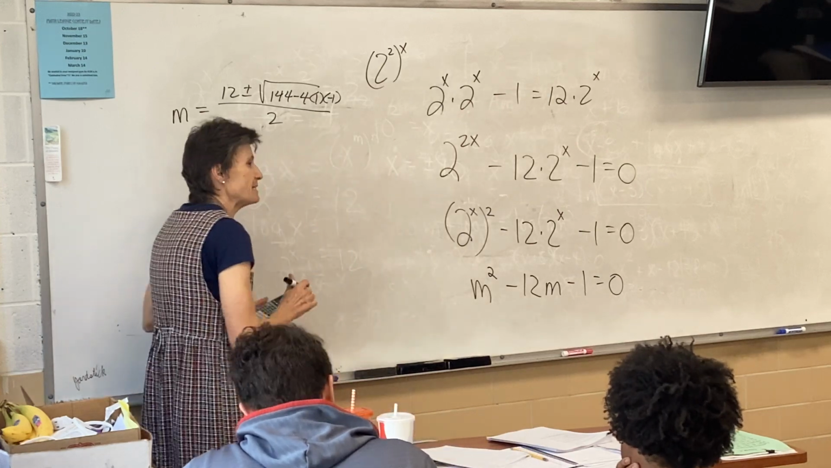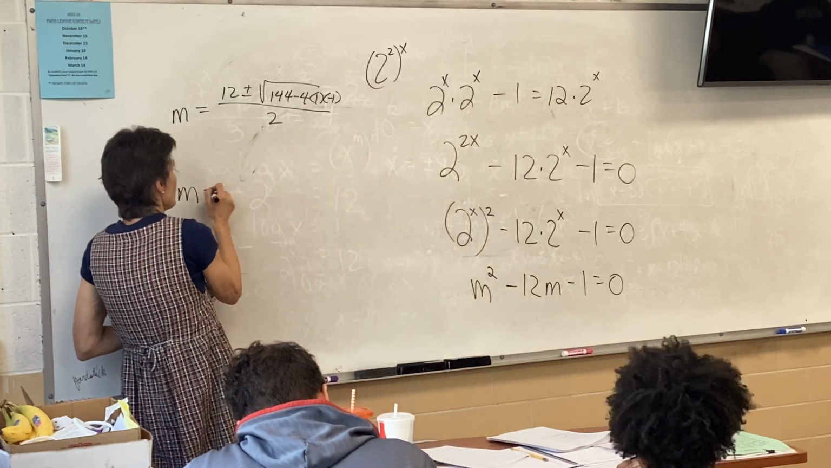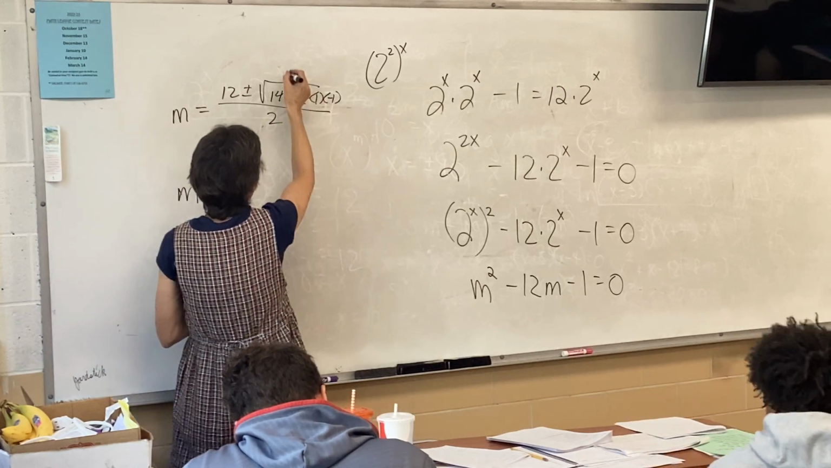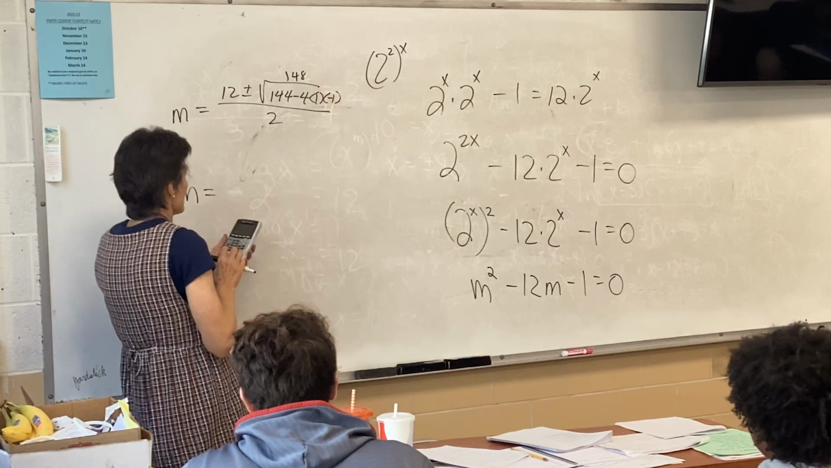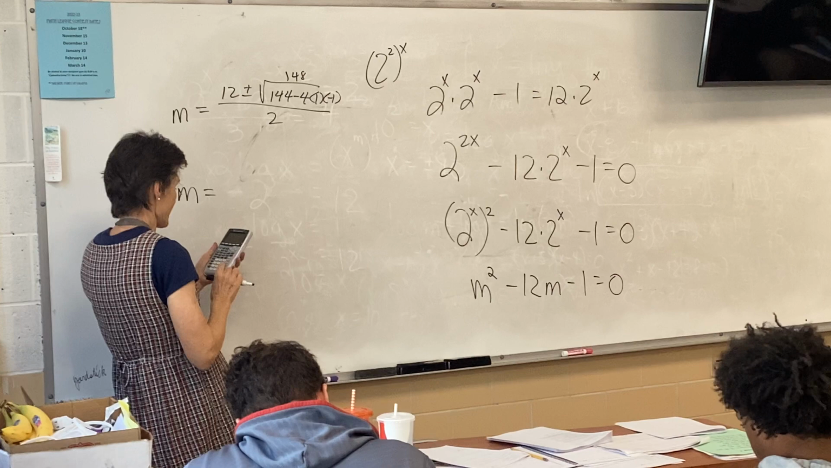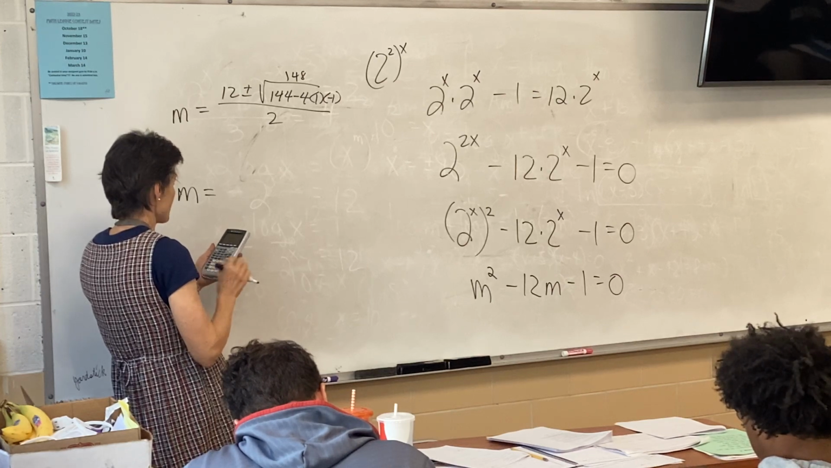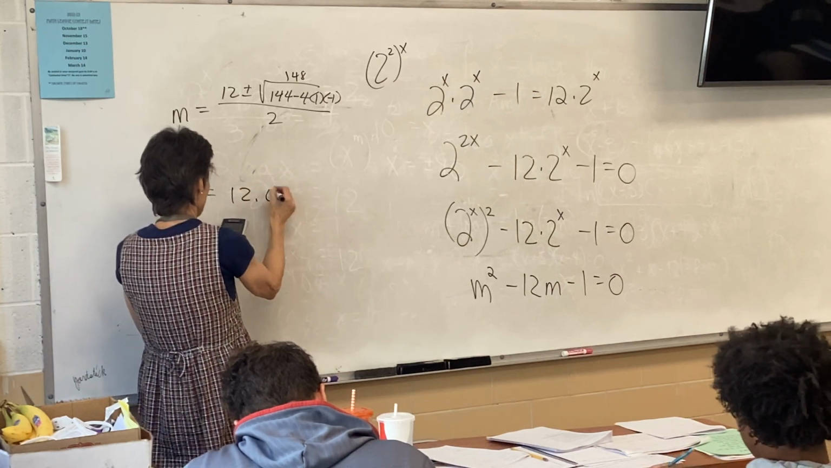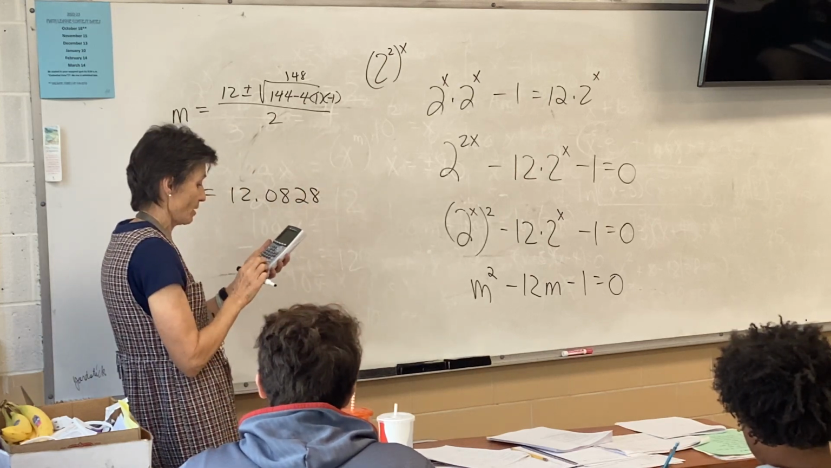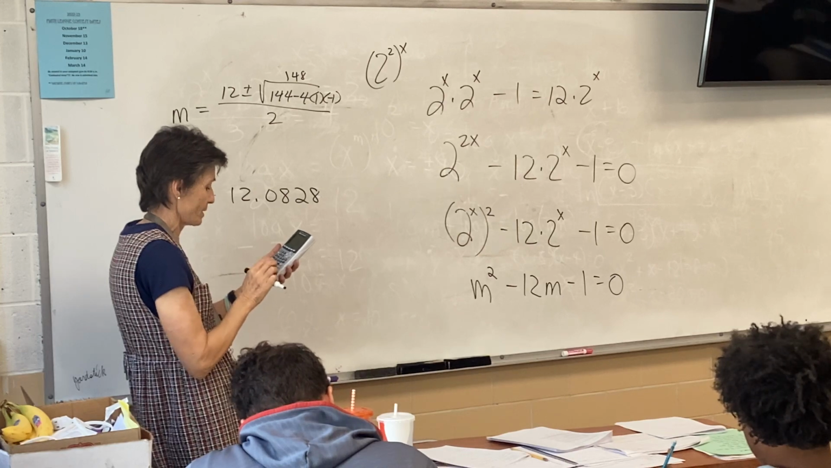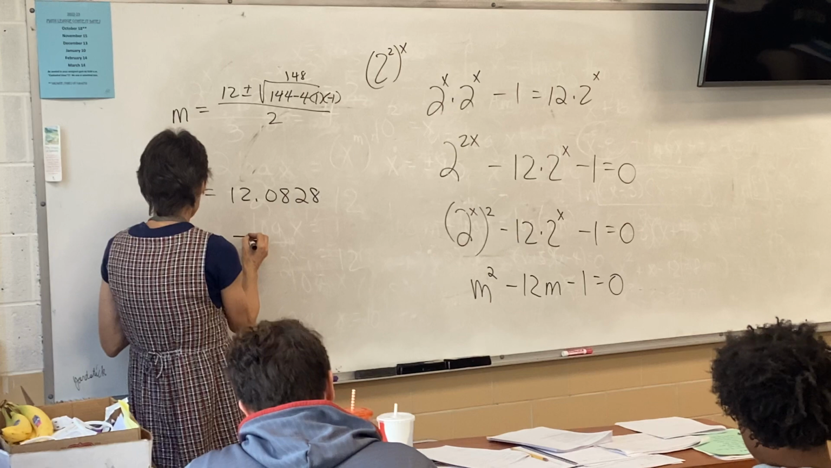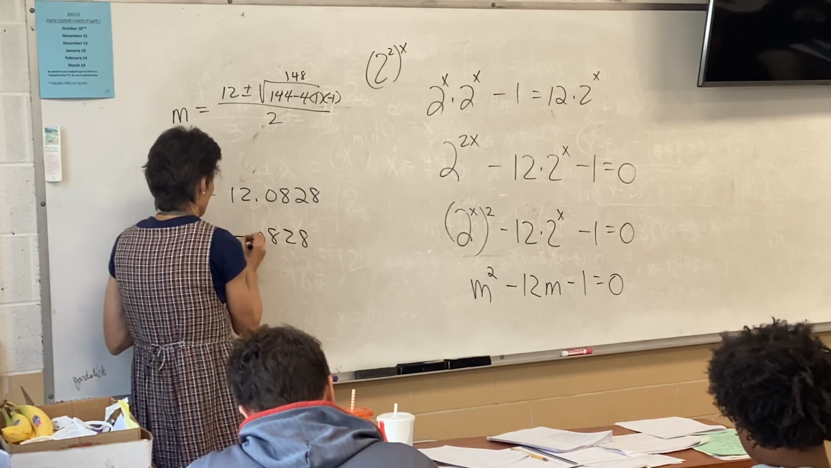Let's get a couple of decimals, and let's go about 4 decimal places. So, what's that? Is that 148? So 12 plus the square root of 148, divided by 2, I got 12.0828 if I go with 4 decimal places. 12 minus the square root of 148 divided by 2, and I got negative 0.0828 for my other one.